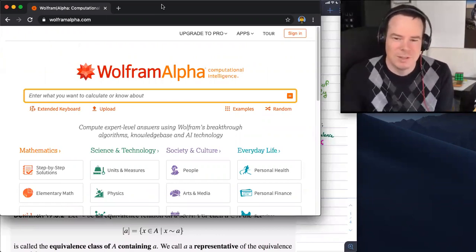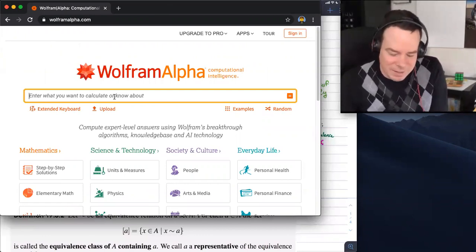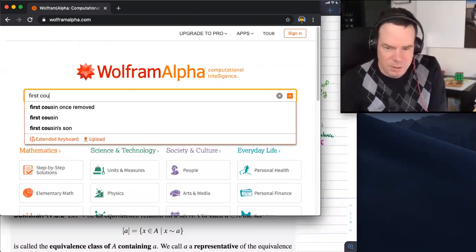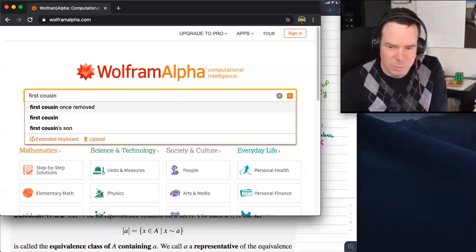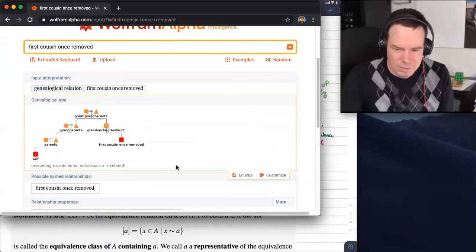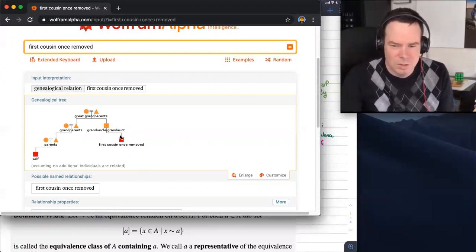What's this removal business? One thing I find very helpful is in Wolfram Alpha, if you just type in things like "first cousin once removed," it tells you what that actually means. So the removal is how many generations apart you are. Once removed means that the person I'm in reference to is one generation removed from me. In this case, they're either up, or if this was me, they'd be down a generation.